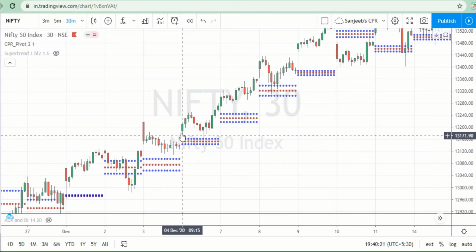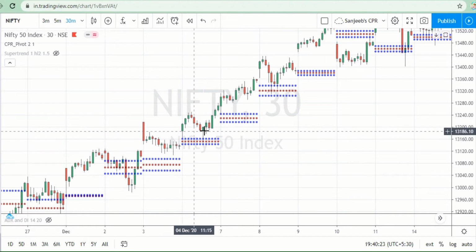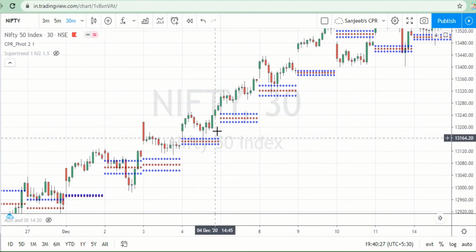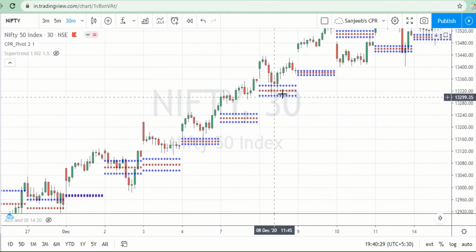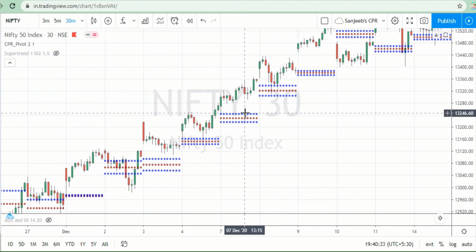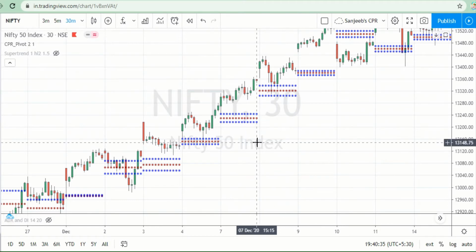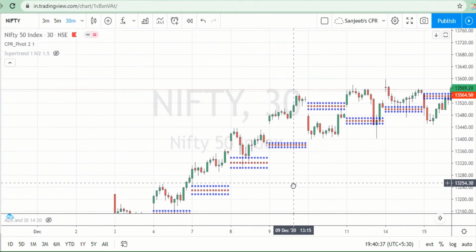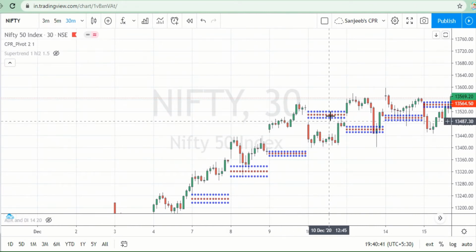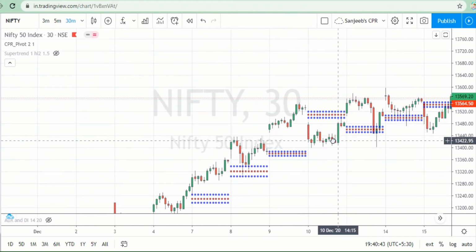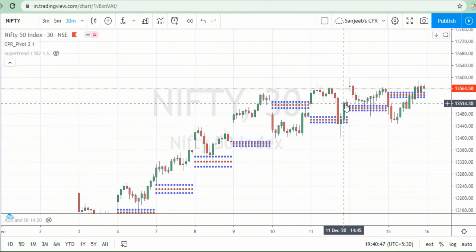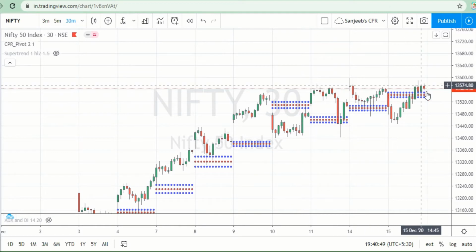नेक्स्ट डे में ये CPR के above खुला and it is uptrend. See here, it closes above the CPR, it also closes above the CPR, it also closes above the CPR. ये सब CPR के ऊपर ही close दे रहा है, तो it is an uptrend sign, okay. But in this, it closes below the CPR, and the next day it closes above the CPR, so it is a consolidation period.